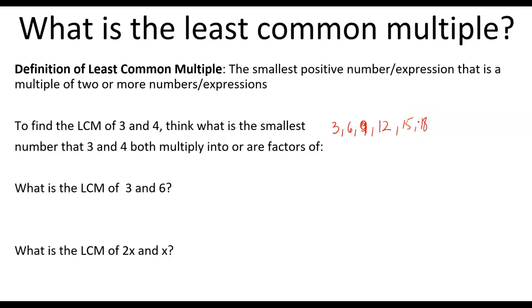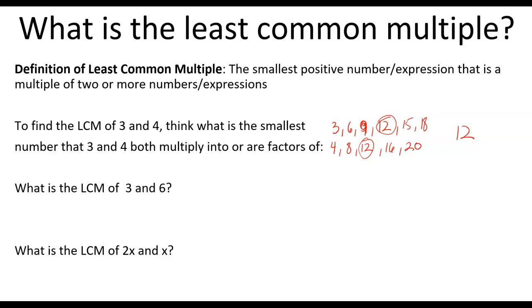And then I'm going to list off the things that multiply to 4, right? 4 times 1 is 4. 4 times 2 is 8. 4 times 3 is 12. 4 times 4 is 16. And 4 times 5 is 20. And then I'm going to look at what do they both multiply to. They both multiply to 12. So the least common multiple of 3 and 4 is 12.